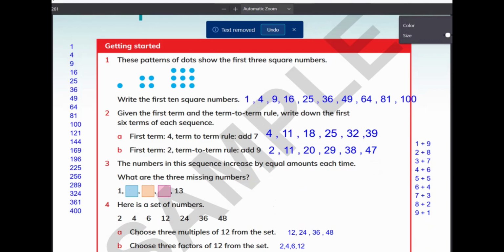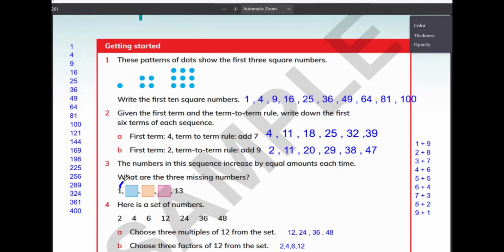According to what we know, you just add the term-to-term rule to 1 to give you the second term. This is addition number 1. Then you add it again to get a third term. This is addition number 2. Then you add it again to get the fourth term. This is addition number 3. Then you add it again to get the 13 over here. That means you added addition number 4.